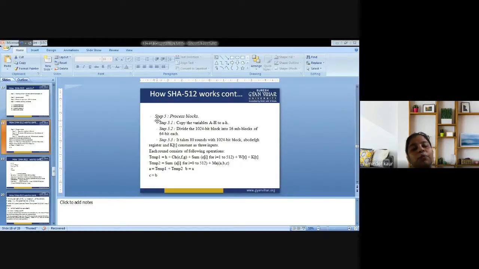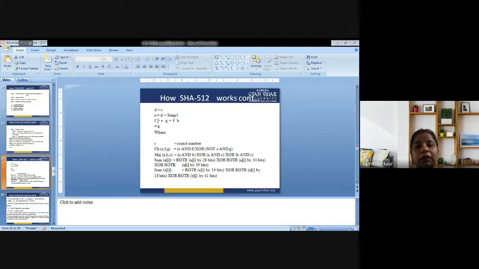Temp1, in which we are supposed to store the value of register H plus Ch of E, F, G, plus sum of E, plus the constant, plus the WT plus KT constant. This is a very lengthy program. In the same manner, we deal with temp2, and A is equal to temp1 plus temp2, B is equal to A, C is equal to B. So this is the way our program mathematically works. D is equal to C, E is equal to D plus temp1, F is equal to E, G is equal to F, and H is equal to G.